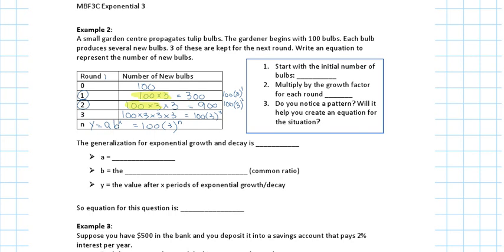So if I'm going to ask you right now, how many bulbs would you have after 20 rounds? What would you do? So n is equal to 20, and then you can do 100 times 3 to the power of 20, right? You don't even have to do all the table of values all the way to 20, because you know your equation. So what did we say the initial number of bulbs is? 100. And then you're going to multiply by the growth factor for each round, which is 3.